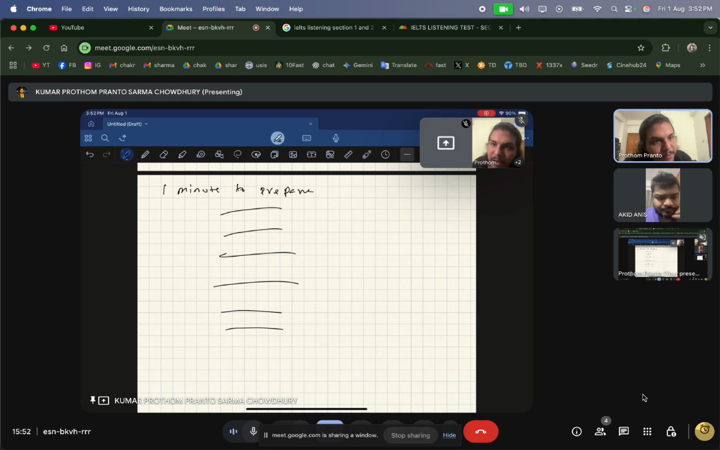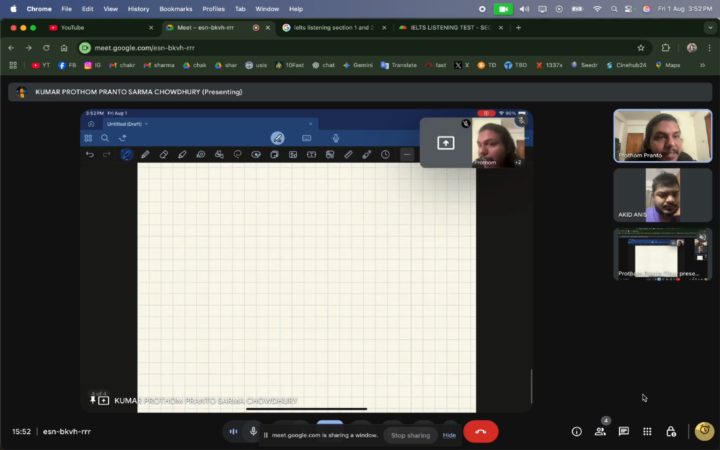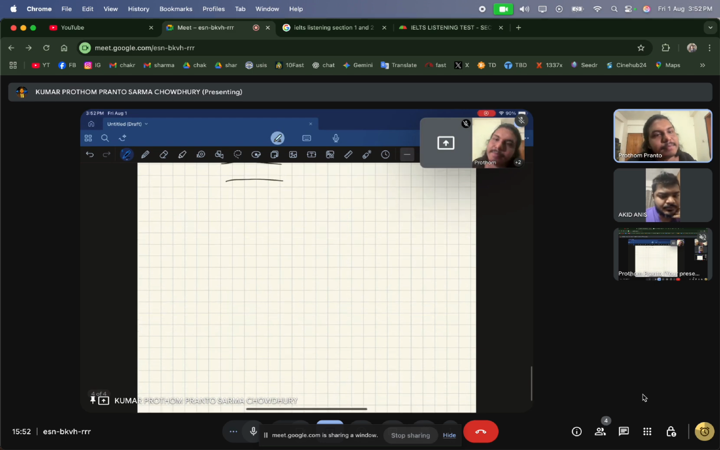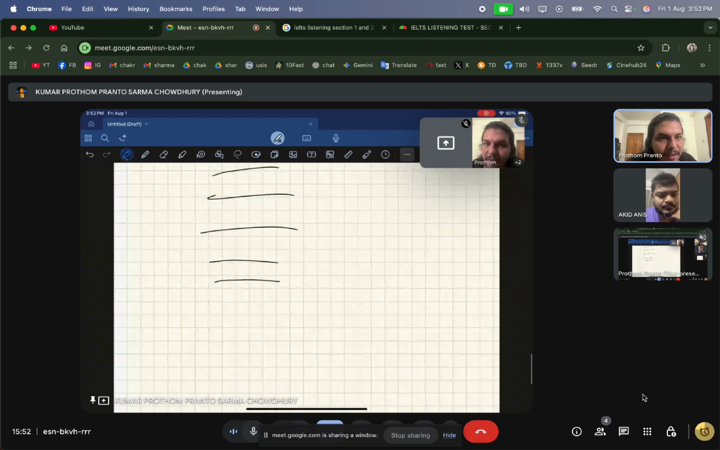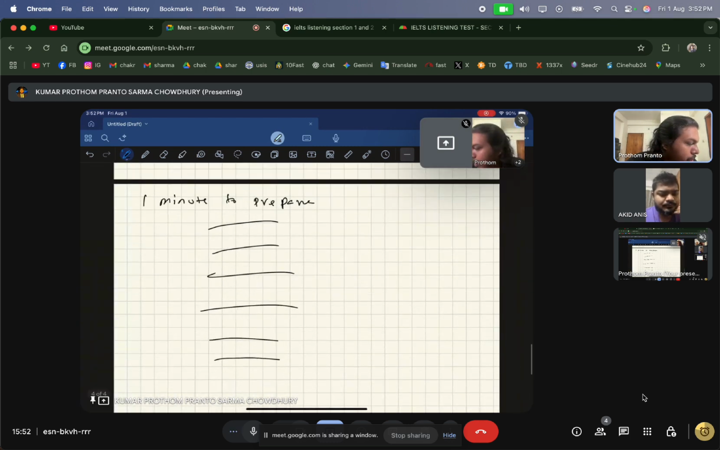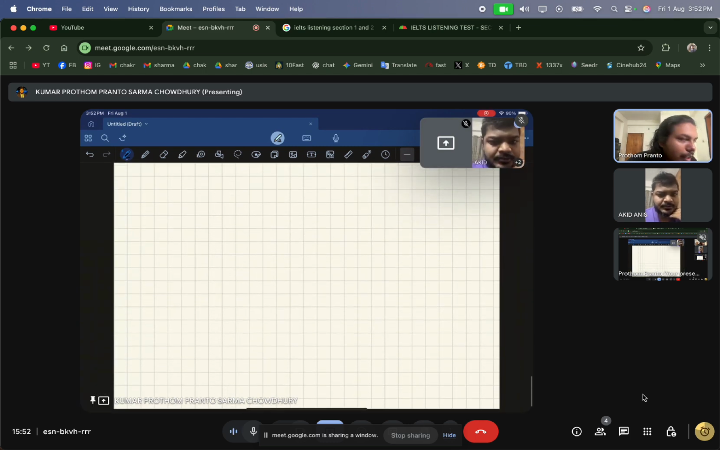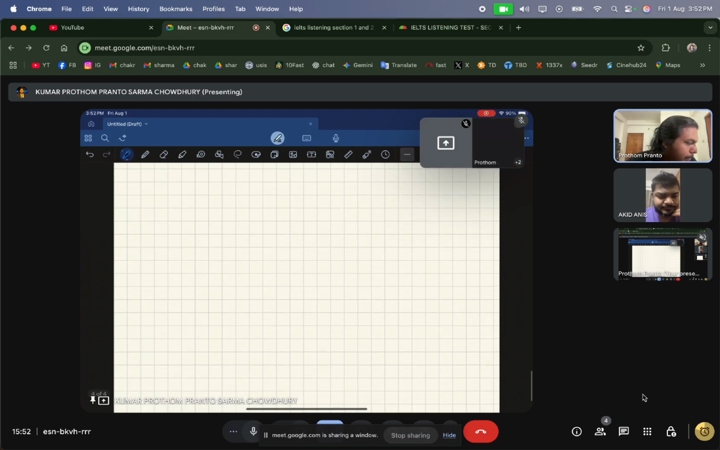You can write in Bengali if you want. You can write in English if you prefer that. I have seen some people who write in Bengali to speak in the keyword section. It depends on your comfort. If you are comfortable in English, then you can write in English. They're not going to see what you wrote on that paper.